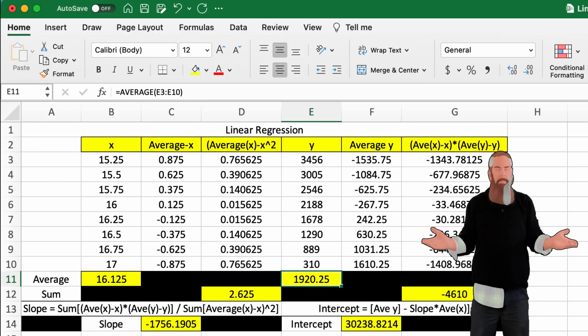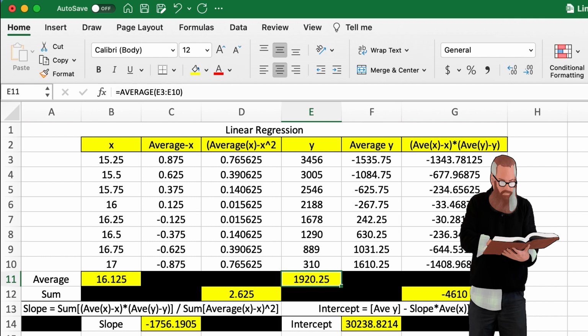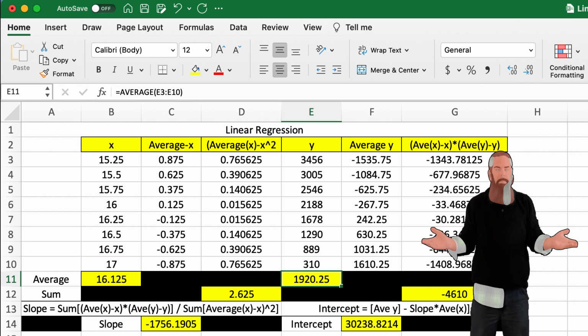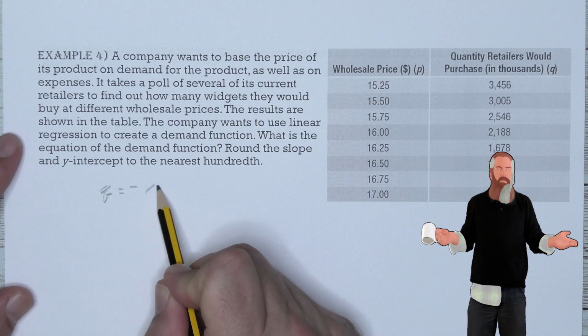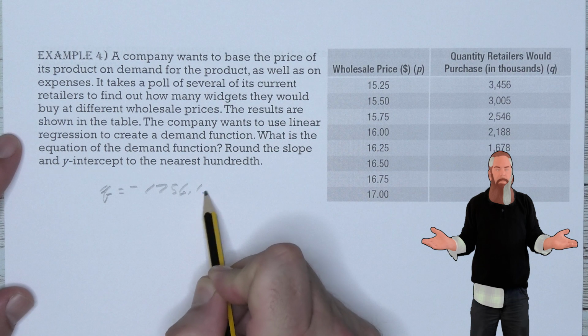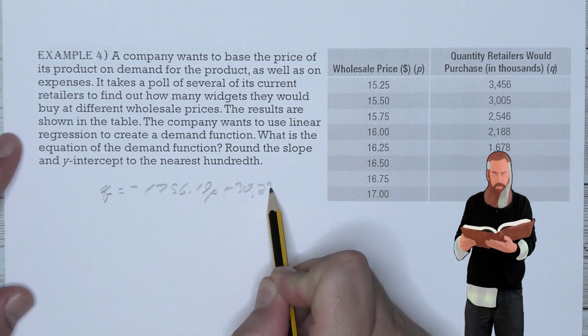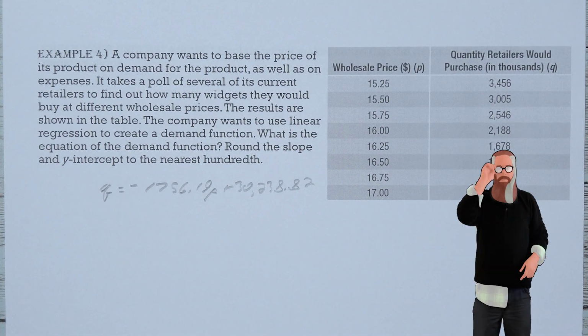Now you can use a linear regression feature on a graphing calculator to find the equation. We have also done this previously in this course and have a spreadsheet for it. So that's what I did. I went to the spreadsheet, I put in all of the x values, all of the y values, so that it can spit this answer out to me. So we get Q is negative 1756.19 p plus 30,238.82. This represents the demand function.